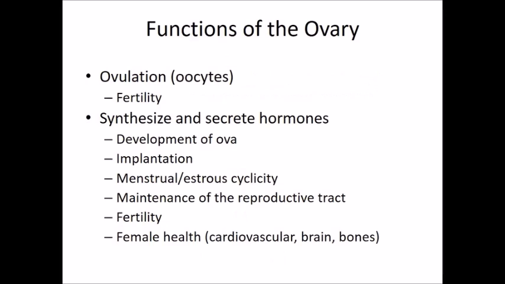So the ovary has two major functions. The first is to ovulate eggs, or oocytes, and this is absolutely required for fertility. The second is to synthesize and secrete sex steroid hormones, such as estrogen and progesterone. And these hormones are critical for development of the eggs, implantation, menstrual estrous cyclicity, maintaining the entire female reproductive tract, fertility, and for female health of non-reproductive systems such as the cardiovascular, brain, and bones.